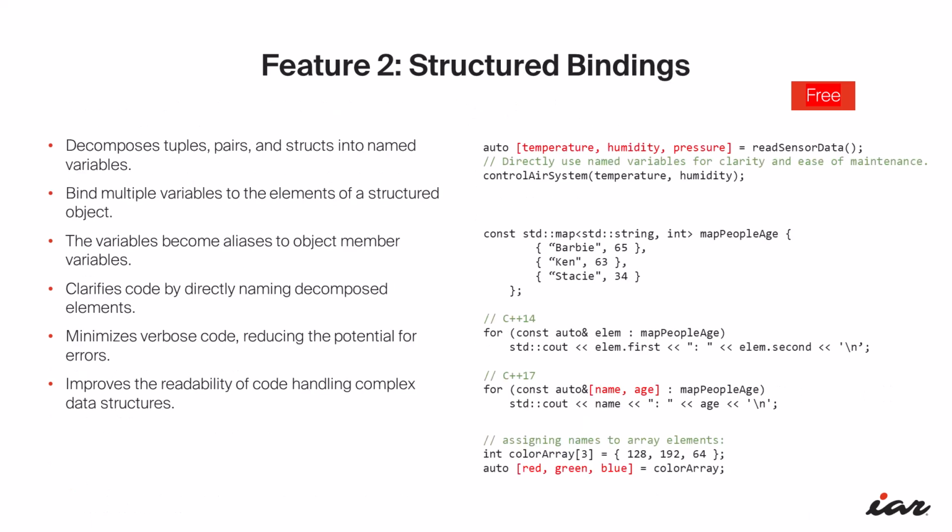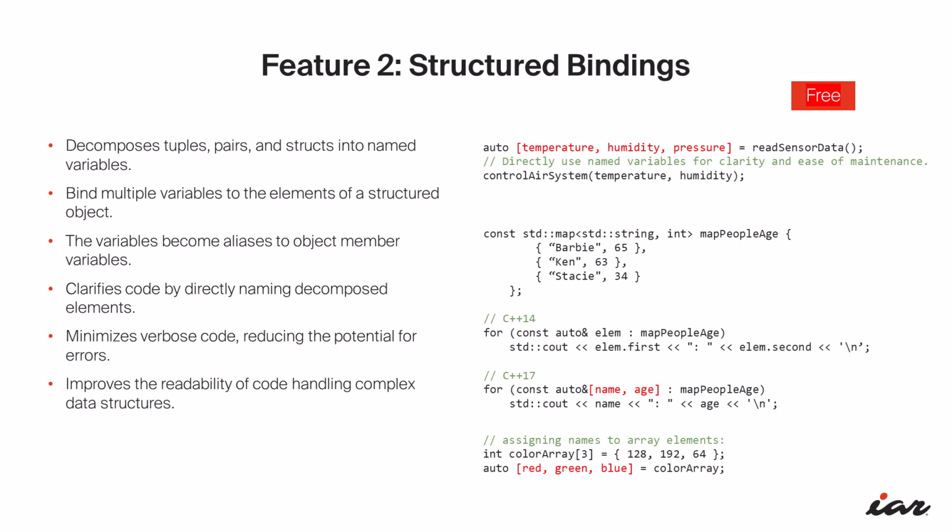The second feature we will cover is called structured bindings, and it decomposes tuples, pairs, and structs into named variables. And this effectively becomes aliases to the object member variables, and it's actually making the code a lot more readable. And I would consider this a very useful feature.